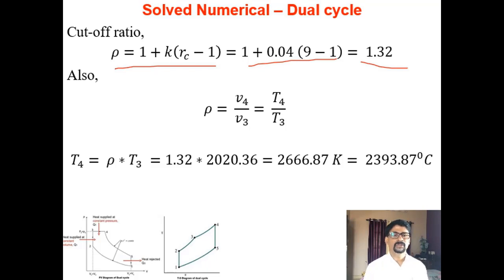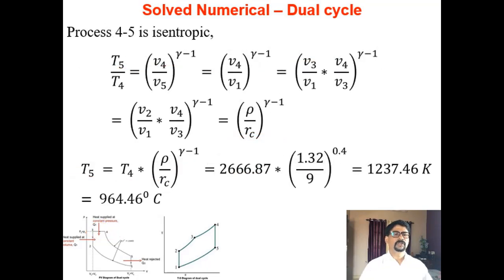And also you know that rho is equal to V4 by V3, which is also equal to T4 by T3. That means T4 is equal to rho into T3. The ultimate intention is to find out T4, not rho, because rho is already found. So substitute for rho and T3, and you'll get 2666.87 Kelvin or 2393.87 degree Celsius. That's the temperature at the end of the constant pressure heat addition process.